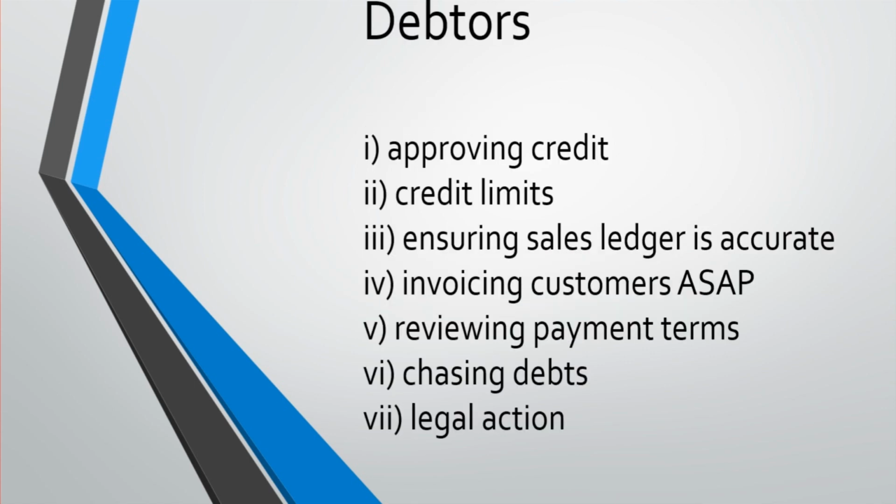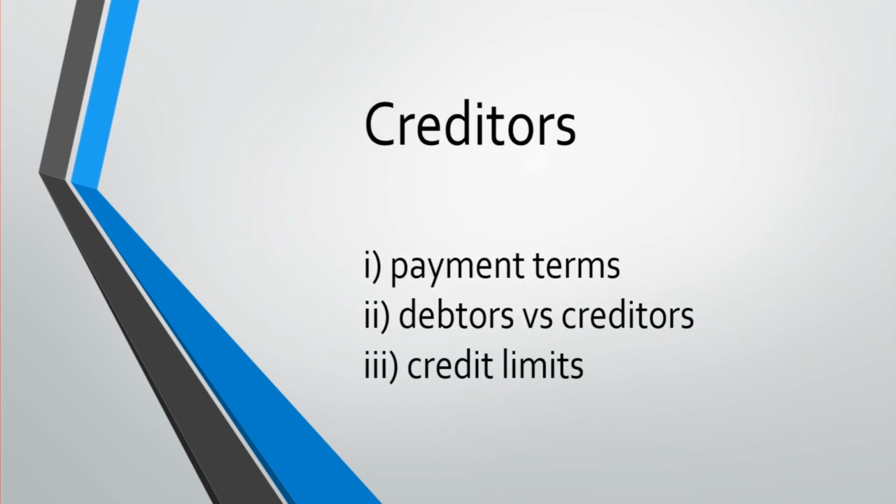Creditors. So we went through debtors. Now we have creditors, people or suppliers we make payments to. Payment terms is the first thing. Try and agree better payment terms with creditors. So if you have some creditors that are demanding 15 days payment, try and boost that to 30 days. A lot of them will accept an increase in payment days because they want your business, especially big suppliers.